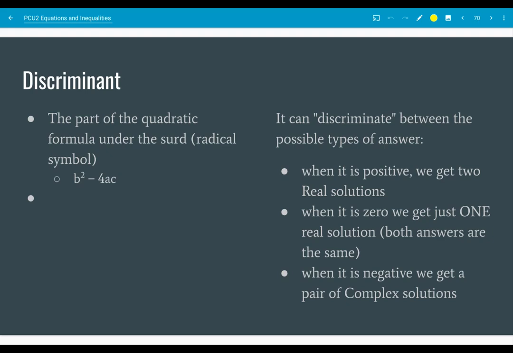Next thing we look at when we're talking about quadratics is we often talk about the discriminant. The discriminant is the part that is under the radical in the quadratic formula. So it is just the b squared minus 4ac. That is the discriminant. The discriminant is called that because it discriminates answers.